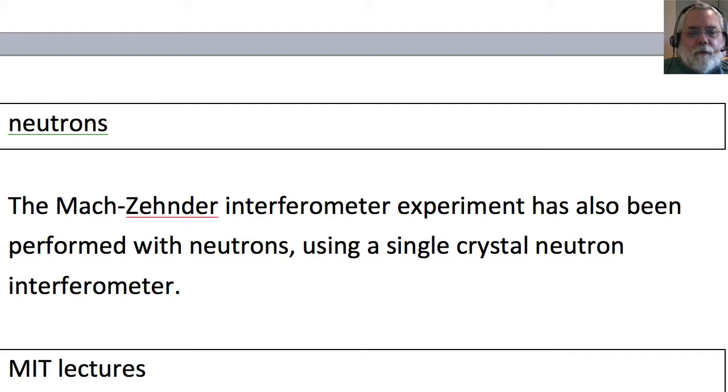Now, it turns out we can also do the Mach-Zehnder Interferometer with neutrons instead of photons, using a single crystal neutron interferometer, and we get the same results. So our use of quantum mechanics is correct for the photon and for a neutron.